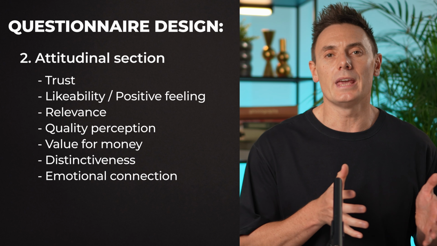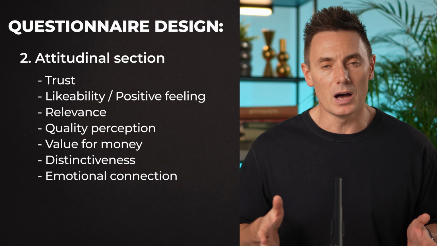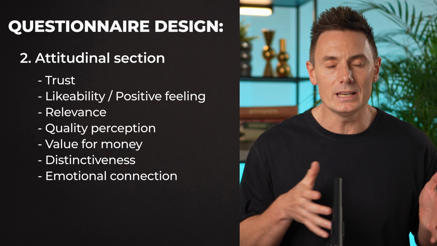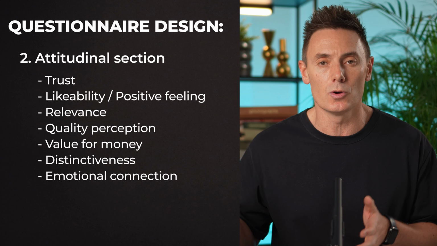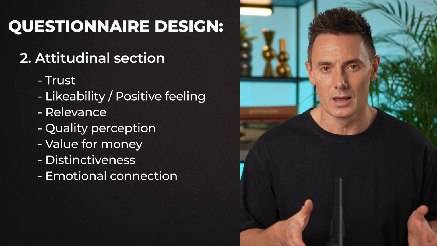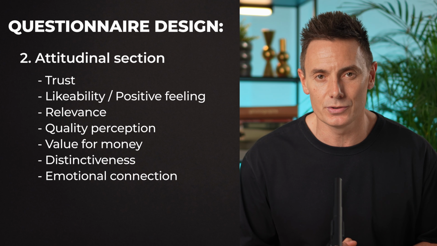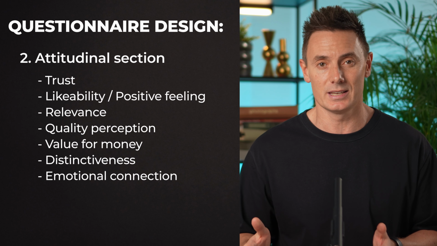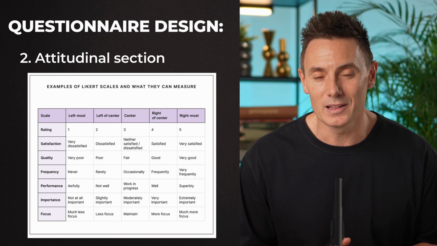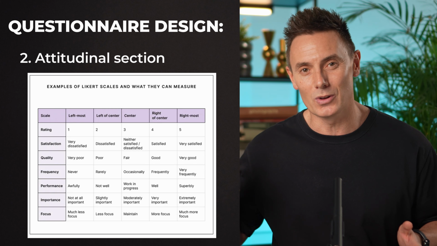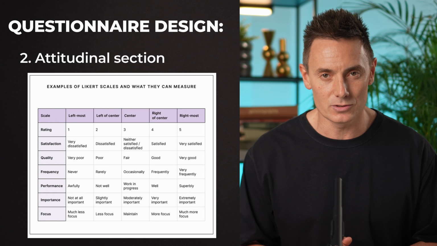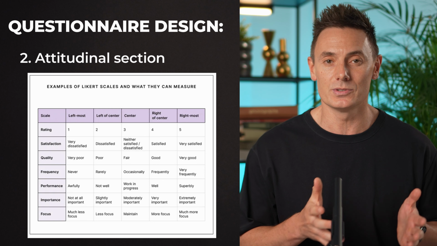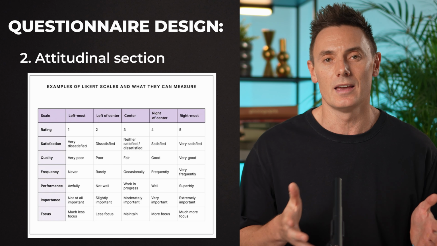Next, we move into the attitudinal section. This part captures how people feel, how easy the product is to use, how they rate customer service, or how much they trust the brand. Most of these are measured using something called the Likert scale. It is that familiar strongly agree to strongly disagree format. These questions help us get inside the consumer's head and understand the perceptions, not just action.